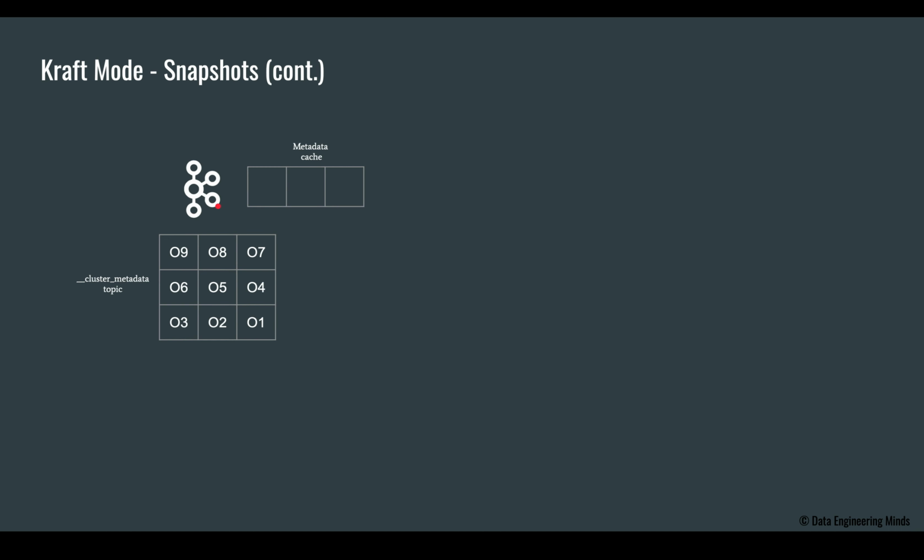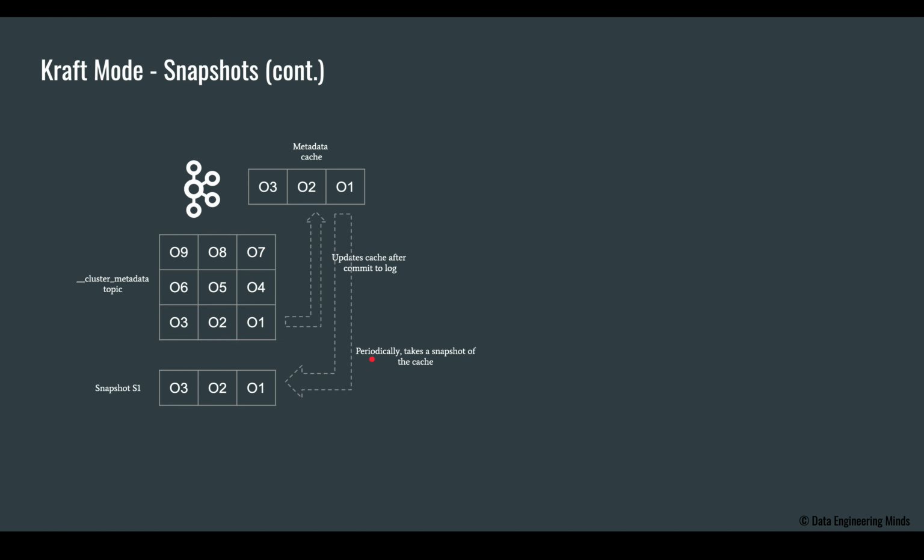Now I have a controller which is writing the metadata into its metadata topic. Whenever the controller finishes committing the data inside its metadata topic, it also loads the committed data into its memory, that is the metadata cache. Then periodically all the data that is committed into the metadata topic as well as loaded into memory will be taken as a snapshot, and this snapshot will be stored inside the disk in a file. Then the snapshotted portion will be truncated from this metadata topic.